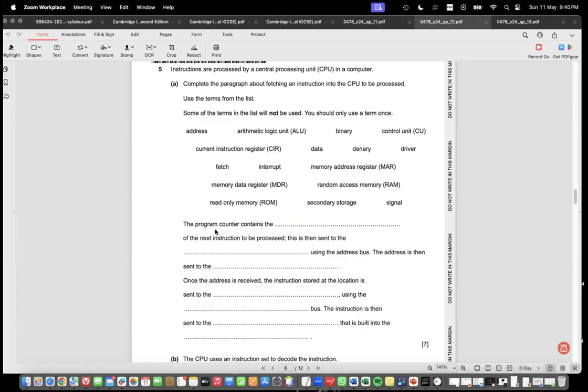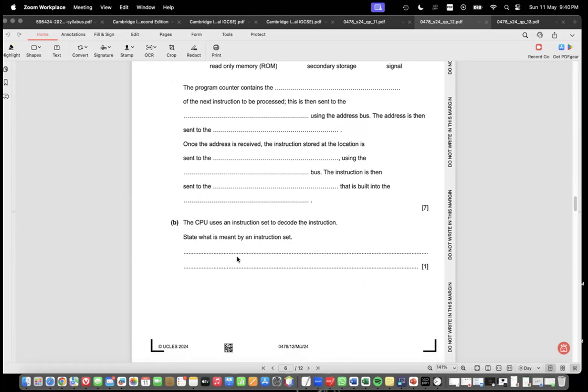So you must have full knowledge about all these registers. A register is the smallest and fastest storage space inside the CPU. You should know all the functions of the control unit and all the functions of the arithmetic logic unit. The CPU uses an instruction set to decode the instruction. So what is meant by an instruction set? It is a set of commands in machine language, machine code. This is the set of commands.